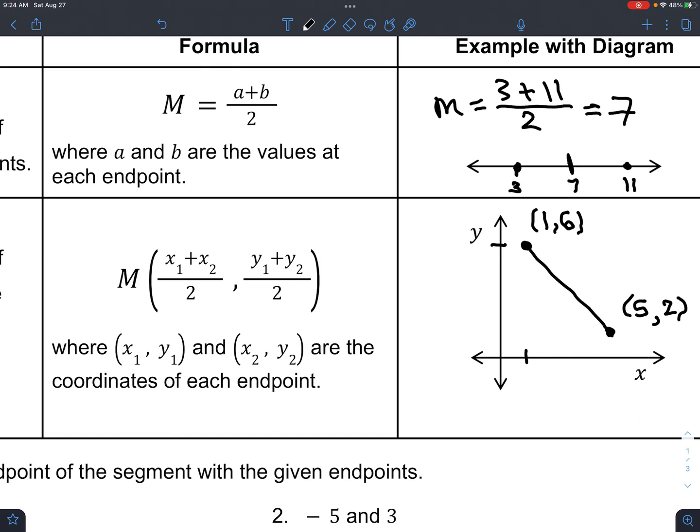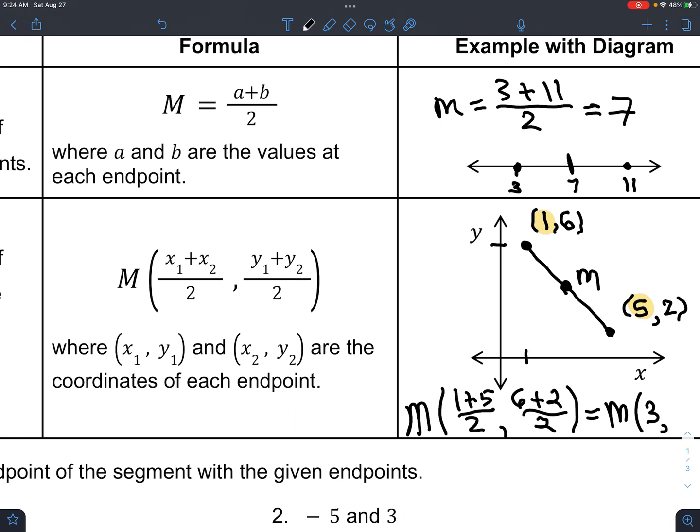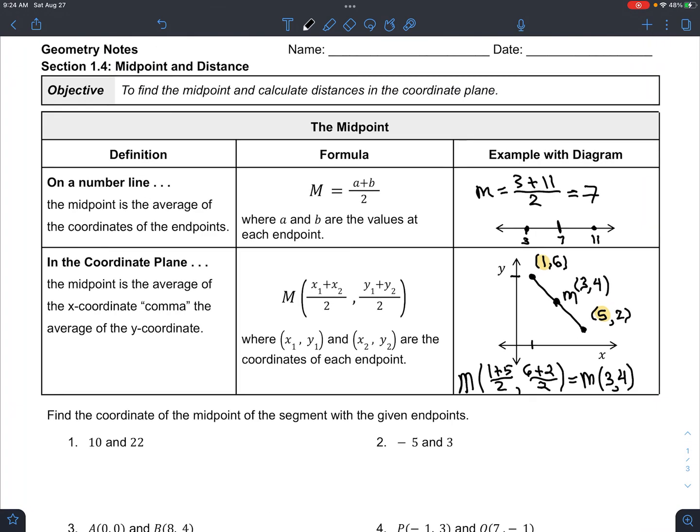We have a line, and there is a midpoint on that line, M. And the way you find it is you just average the x's. So the x's are the first ones. So it'd be 1 plus 5 over 2. And then the y's would be 6 plus 2 over 2. So the point is just going to be 3, comma 4. And that makes sense that it's 3, comma 4, because 3 is in the middle of 1 and 5, and 4 is in the middle of 2 and 6.